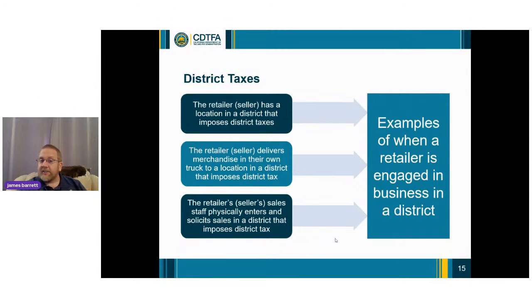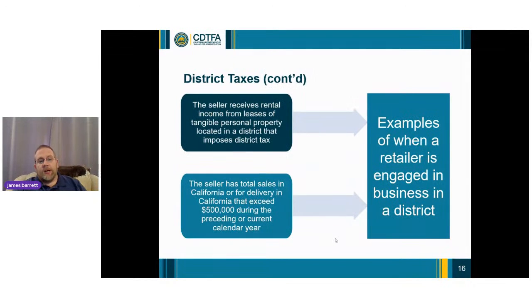District taxes also apply if you have a physical presence because you have sales staff in the area, door-to-door salesmen, selling at a convention, selling at a farmer's market. Those are going to be district taxes that apply to you, okay? You see here, the bottom one is that $500,000 rule I told you. And then this also applies to leasing items. We call them leasing, but rentals is kind of the common term for it, right?